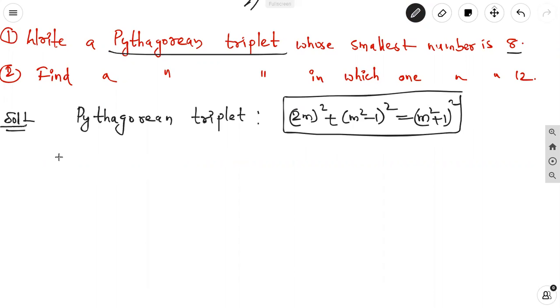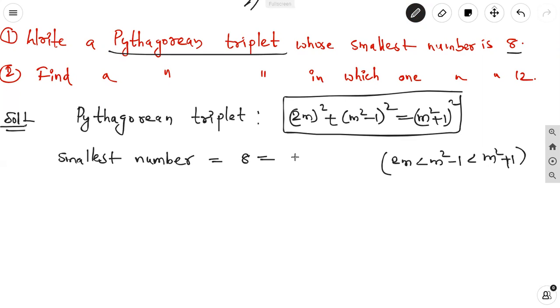Here, the smallest number is 2m. 2m is less than m squared minus 1, which is less than m squared plus 1. That is the relation of the numbers. Here the smallest number is equal to 8, so 2m equals 8. From this, what is m? m equals 8 by 2, equal to 4.